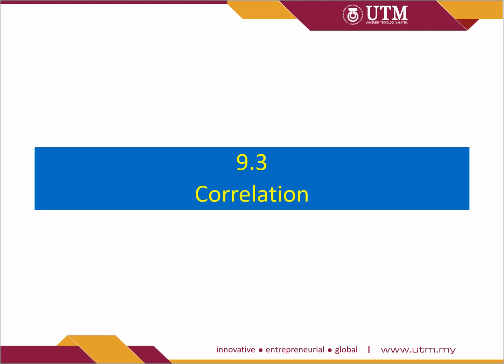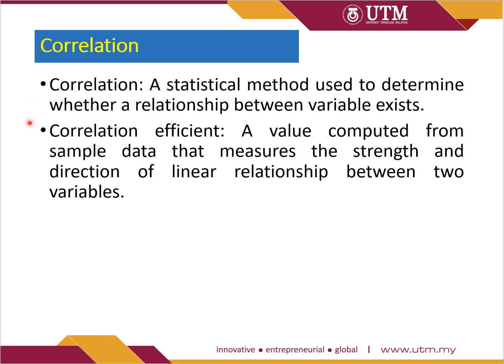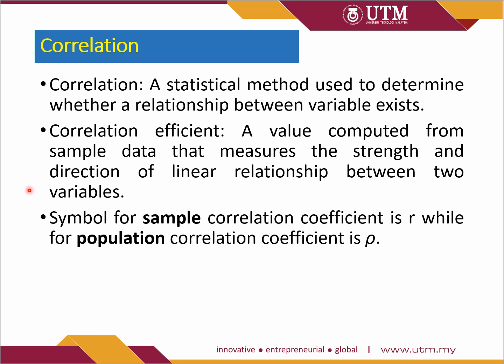So now we move to correlation. Correlation is a statistical method used to determine whether a relationship between variables exists. Correlation coefficient is a value computed from the sample data that measures the strength and direction of a linear relationship between two variables. The symbol for the sample correlation coefficient is r. Meanwhile, the population correlation coefficient is denoted as rho.